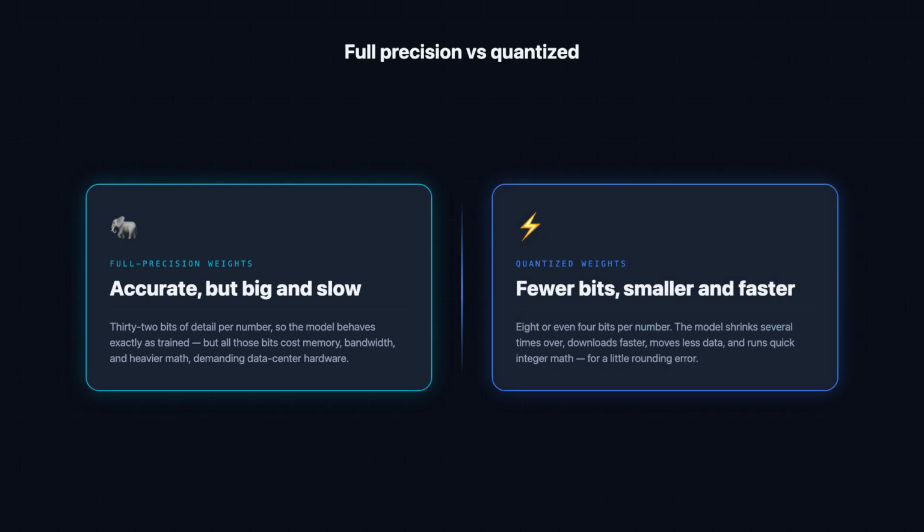Quantized weights use far fewer bits, commonly 8 or even 4. The model gets several times smaller, it downloads faster, less data moves through memory, and integer math runs quicker on the very same chip. The trade is a little rounding error, which, handled well, is often surprisingly hard to even notice.